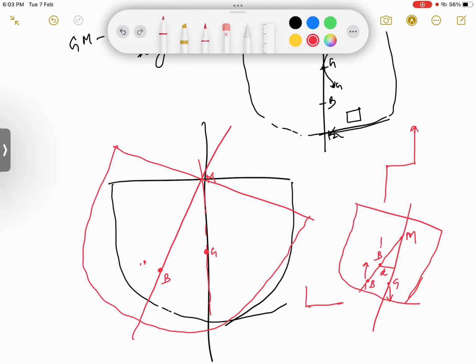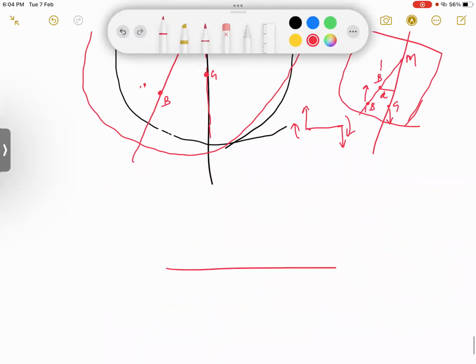Here the center of buoyancy is going up. Where will the center of gravity go? It will go down, right? So it will try to move the vessel in this side. It will develop a couple, right? G will always act downward, and B will always act in the up direction, right? Now if such is the case and the vessel is listed to this side, then what will happen? It will sink your vessel further.